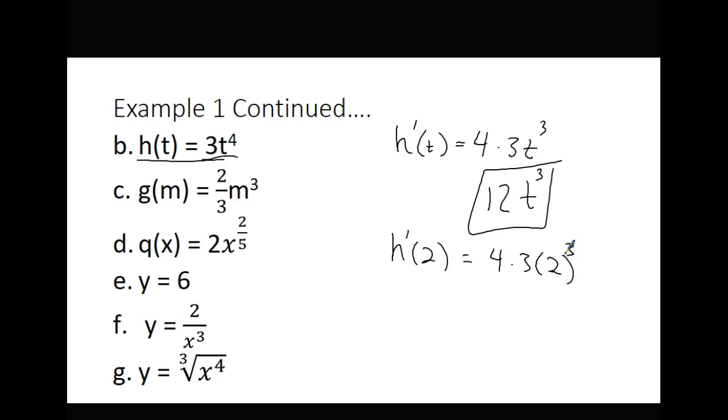So I guess I should have just had 12 here. Let me simplify that. 2 to the third power is 8, and 12 times 8 is, that's a really steep line. So for this function, I think it looks something like this. By the time you get to t equals, what are we plugging in? 2, you're here.